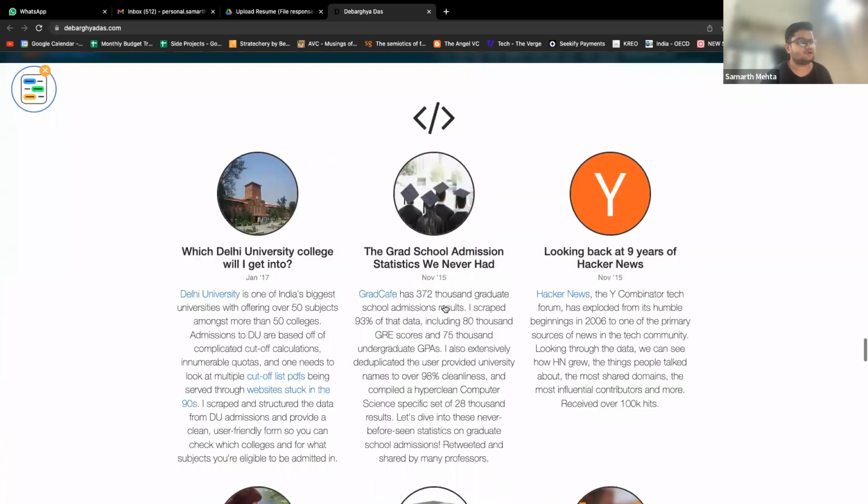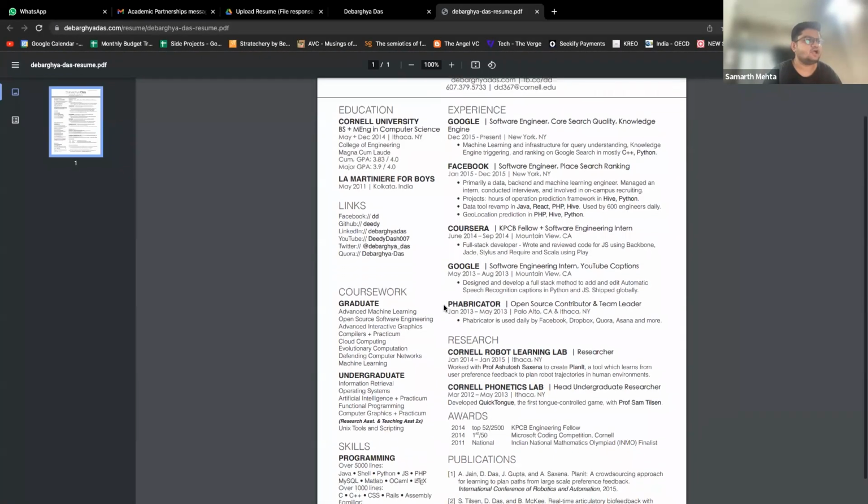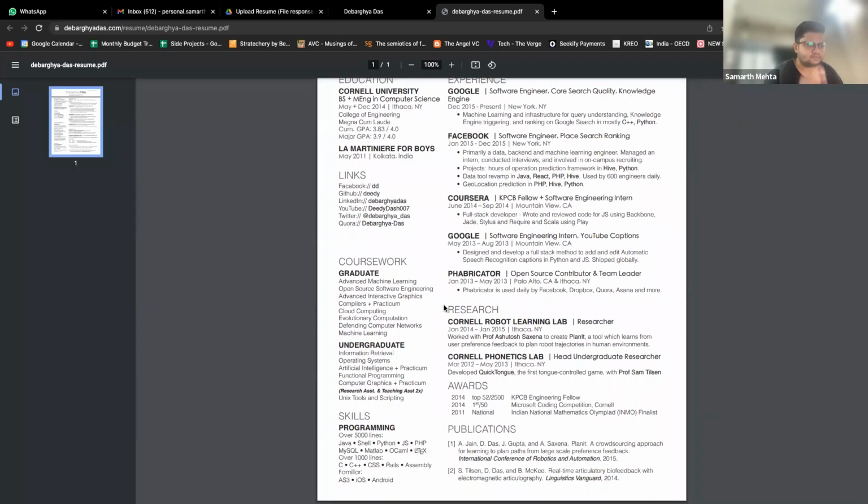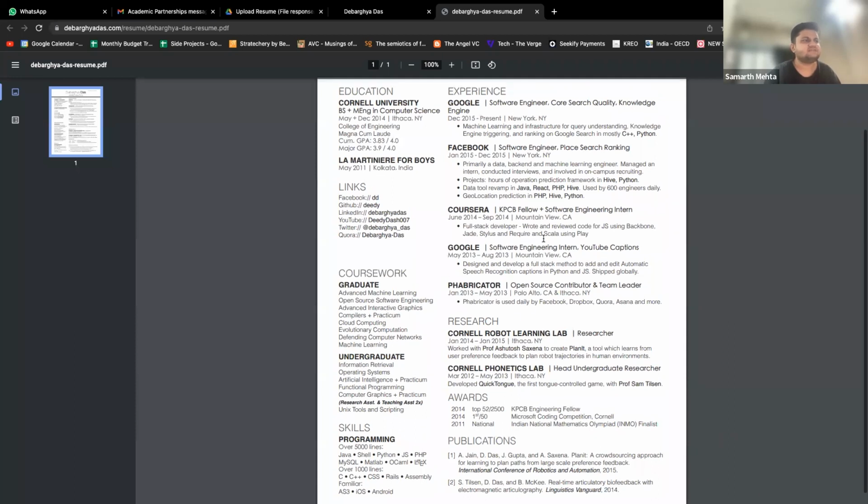Now coming to the most important bit. Let's see his resume, right? So again, one rule with making tech-based resumes is that it has to be one pager. Your technical resumes cannot be more than a page. The technical resumes have to be one page. And if you look at this, his entire resume is one page. It is not more than a page, right?